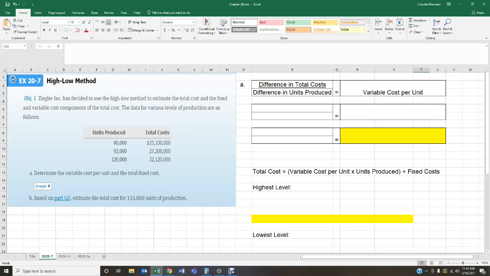Okay, let me just find the problem real quick. I had it right here and I don't know where I left it. One moment.